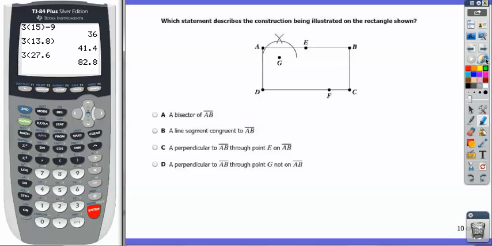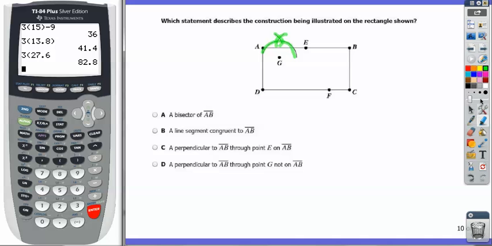Next. Now, I know that you guys really don't like constructions, and that's okay. Let's see. It's actually telling me, am I doing a bisector, a line segment, a perpendicular? What's going on here? Well, the only marks that were actually made on this picture were these. Notice they're a little bit lighter, but that's the only place where these marks were made.